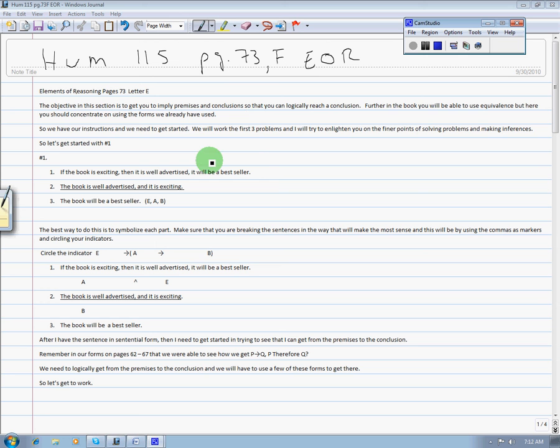The best way to do this, and remember you're supposed to use E, A, and B, okay? E, A, B. So the best way for you to do this is to symbolize each part. Make sure that you are breaking the sentences up in such a way that you will make the most sense, and that you will be able to use commas as markers and by circling your indicators.